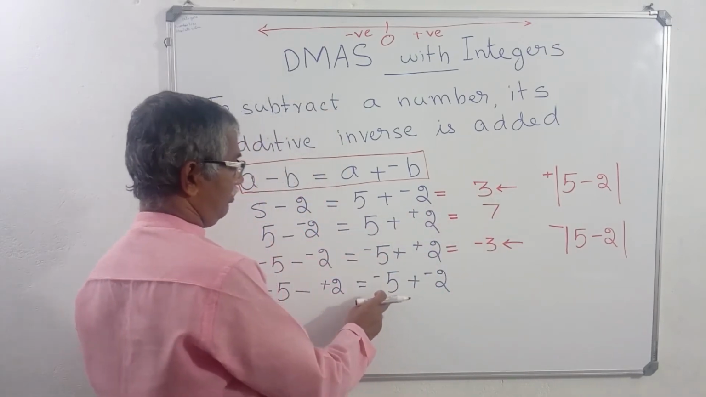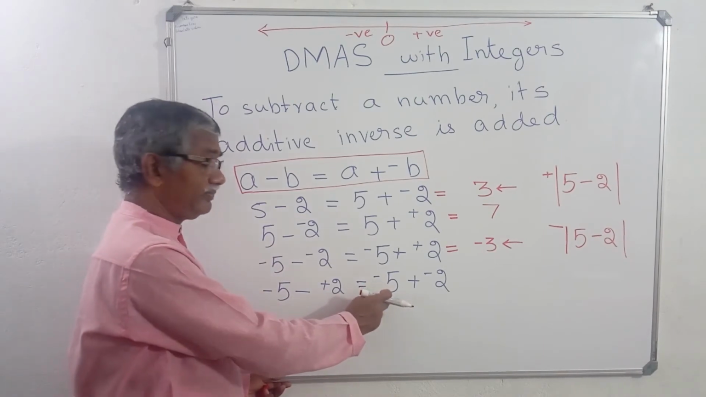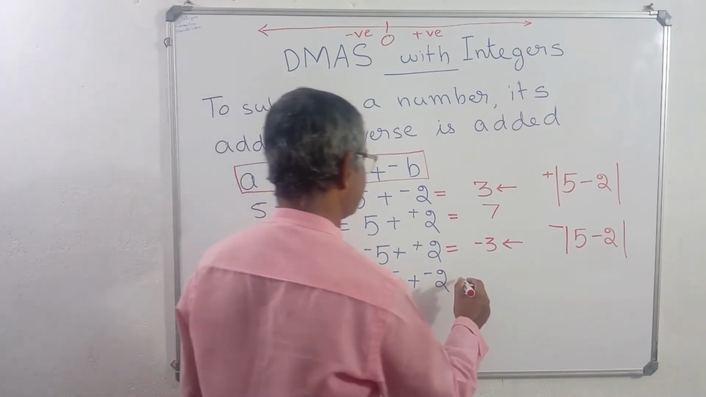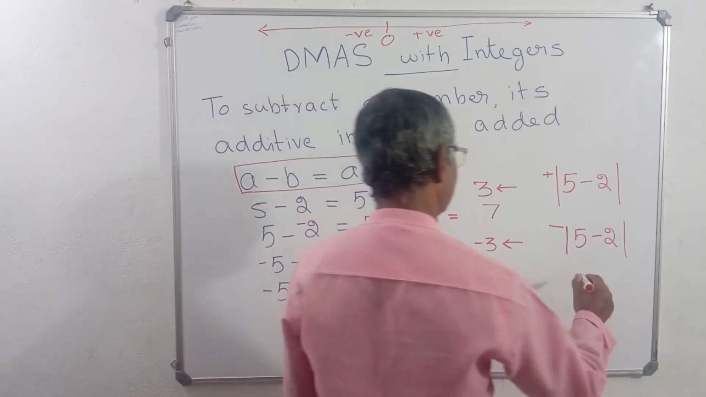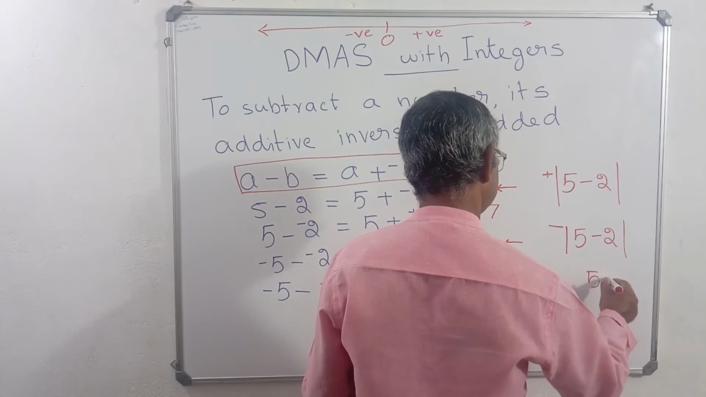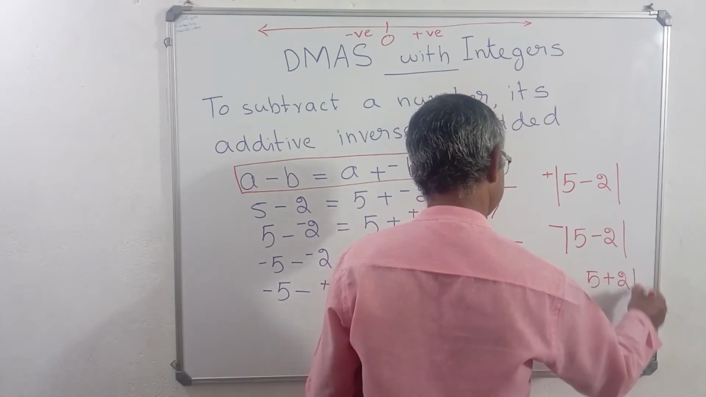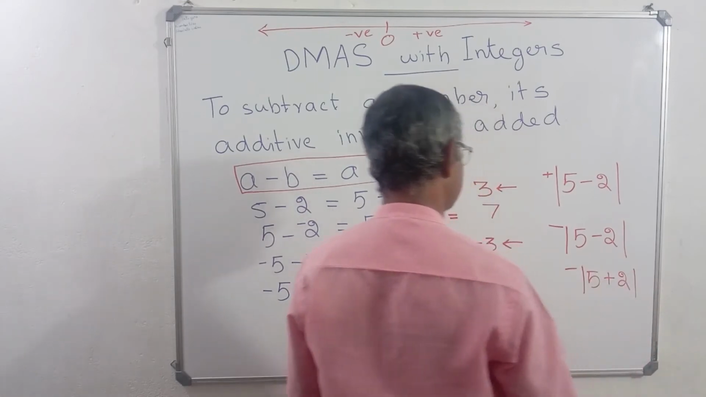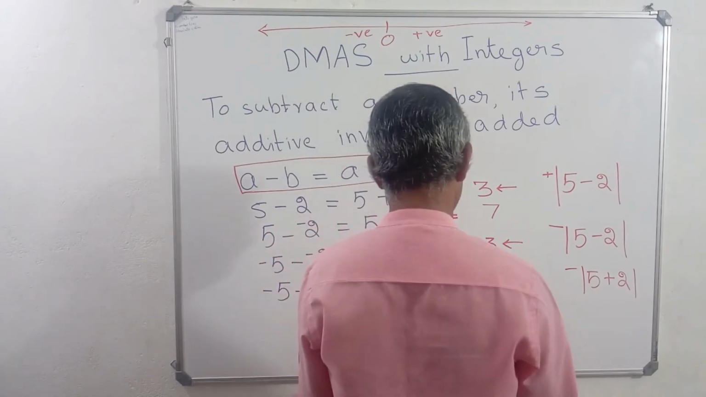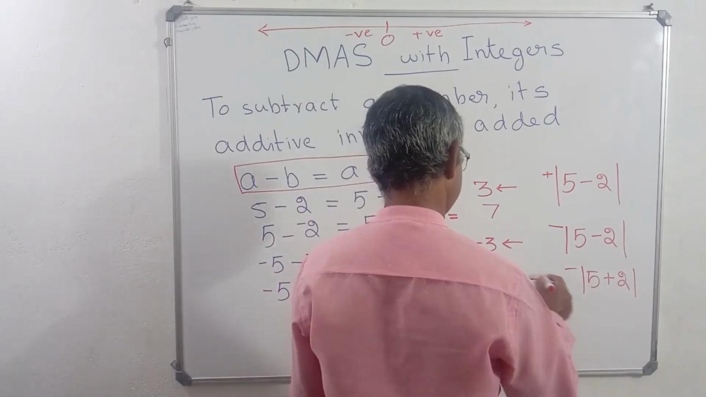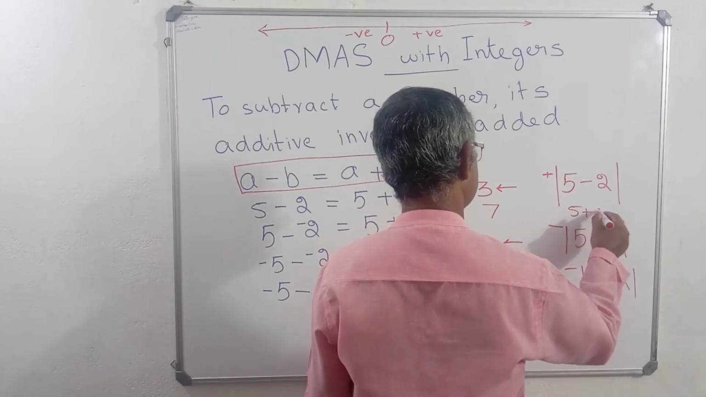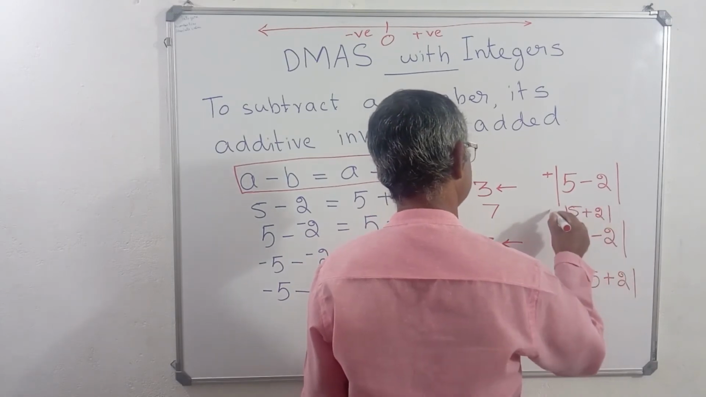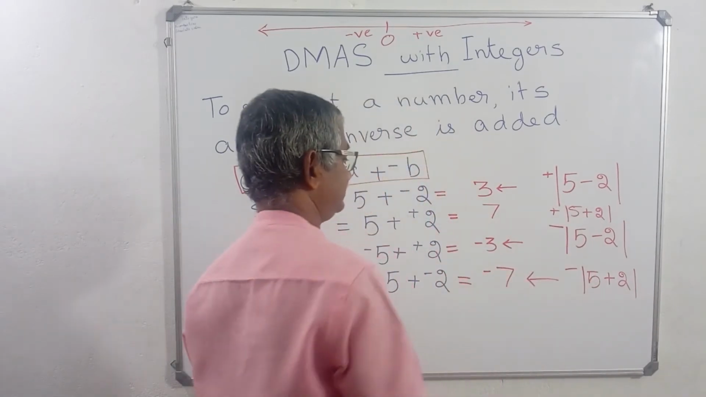Here both numbers are negative, so we can take their sum. How? 5 plus 2, the sum, and put the negative sign. Negative 7. Here, 5 plus 2, we are taking the sum, putting the positive sign.